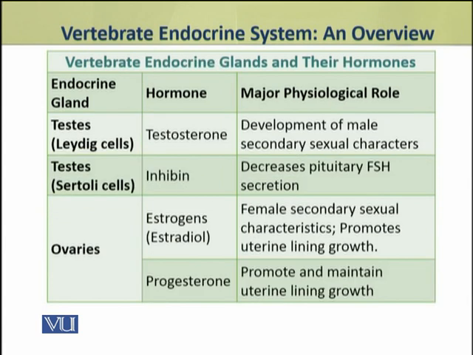Dear students, gonads, in addition to producing gametes, also act as endocrine tissues. The testes produce two types of hormones, testosterone and inhibin, from two types of glandular cells, Leydig cells and Sertoli cells. The ovaries produce two major hormones in females. These are estrogens, the major estrogen being estradiol, and progesterone.